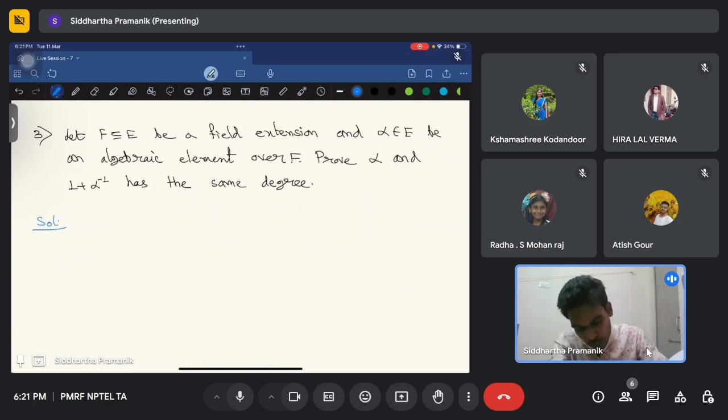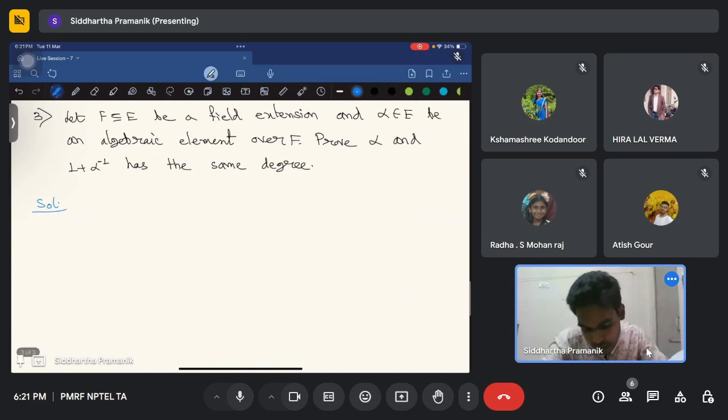So how to prove this one? We need to prove the degree of alpha and the degree of 1 plus alpha inverse are the same. That means if you take the irreducible polynomial of 1 plus alpha inverse and the irreducible polynomial of alpha, the degrees of both polynomials are the same. That is what we have to prove. But that can be proved in other ways. So let's see how to prove this.